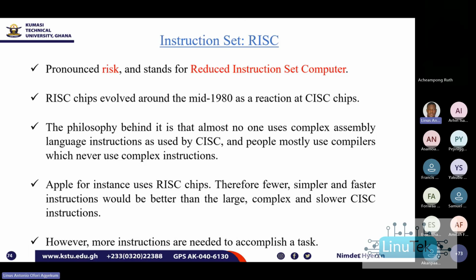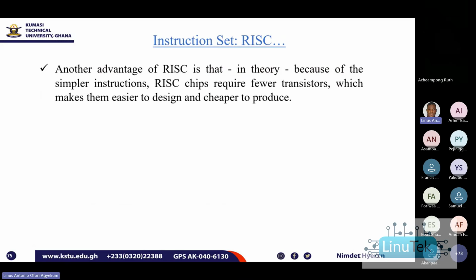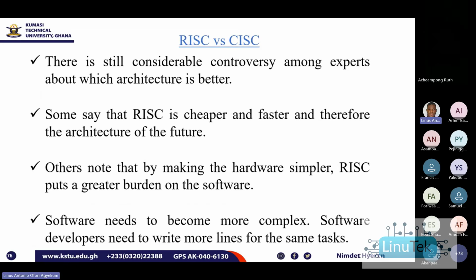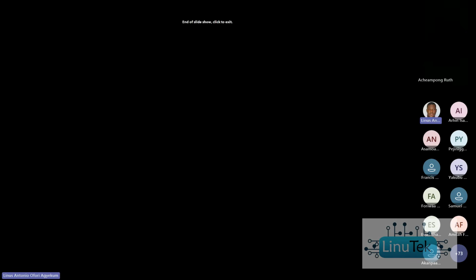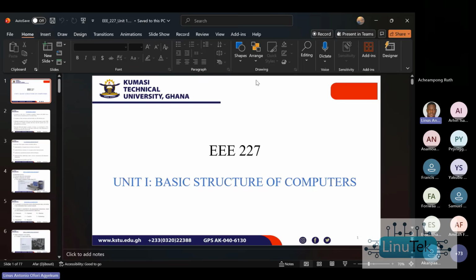There is that debate on CISC and RISC, but we are not able to say one is better than the other. It can only be done based on what? Application. So the RISC architecture and then the CISC architecture are all architectures that are useful in computer systems. So this brings us to the end of Unit 1.